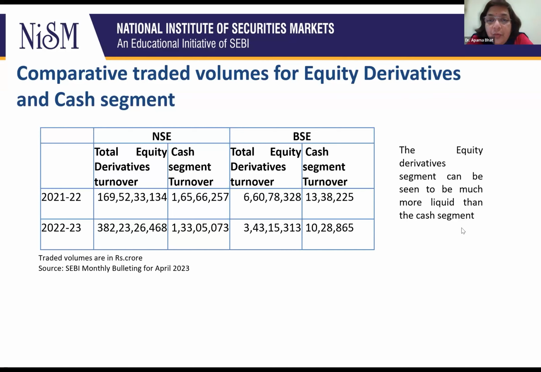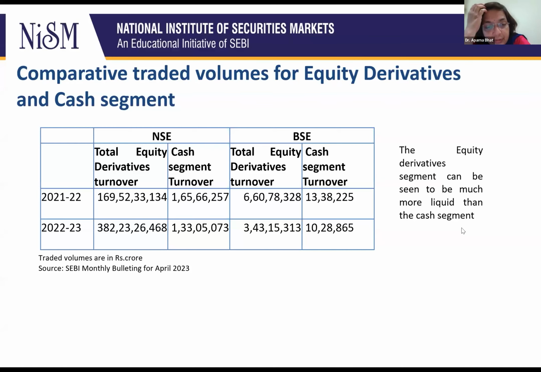So let's look at the traded volumes for equity derivatives and the cash segment. I have only taken the figures for the last couple of years, 2021-22 and 22-23, and I've looked at the NSE and BSE, because these are the two exchanges where most of the trading happens. In the first column, I have the total equity derivatives turnover, and in the second column, I have the cash segment turnover. Cash segment, as you know, is the buying and selling of equity shares, right? If you compare the turnover of the equity derivative segment and the cash segment, what do you find? In NSE, at least, in 21-22 the equity derivatives turnover was like 100 times the turnover of the cash segment.